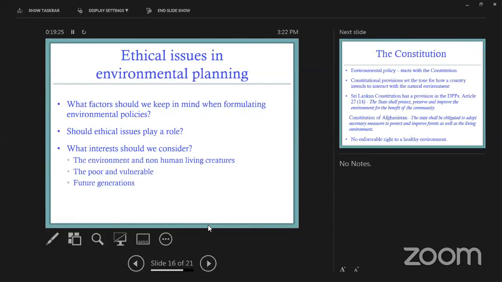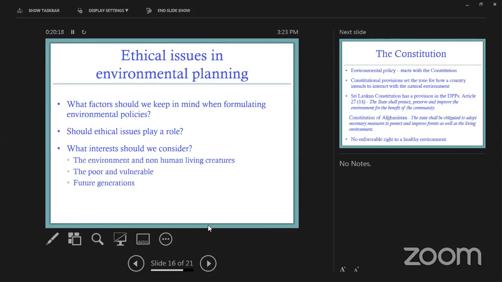So what is the importance of ethical issues? Now, if we are looking at environmental planning and environmental policies, obviously it will be based on our worldview, on our opinions and ideas of how we should deal with the environment. And when we formulate policies, we have to decide, do we go purely for instrumental value because we want development, or do we look at the intrinsic value? Do we try to balance both? Do we recognize that even with the intrinsic value, there will be an instrumental value as well? What factors should we keep in mind when formulating environmental policies, and should these ethical issues play a role?